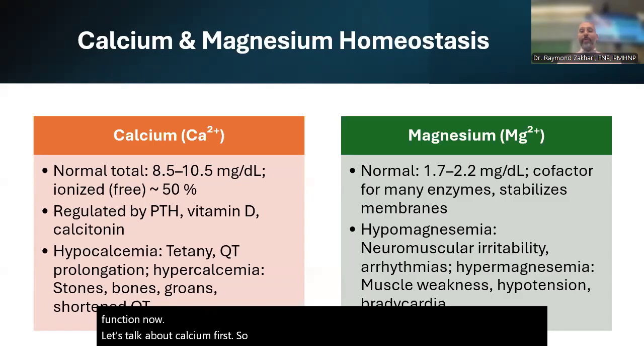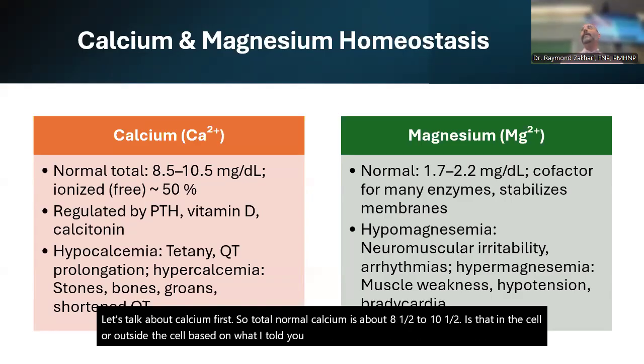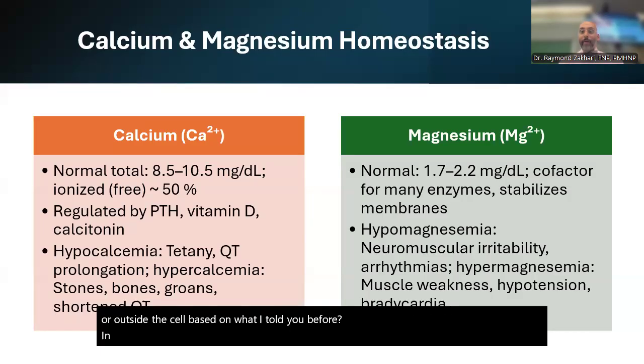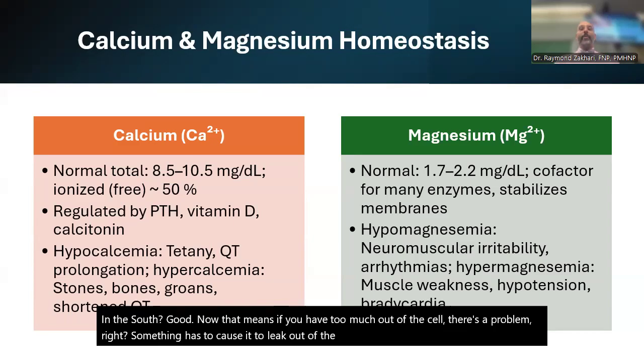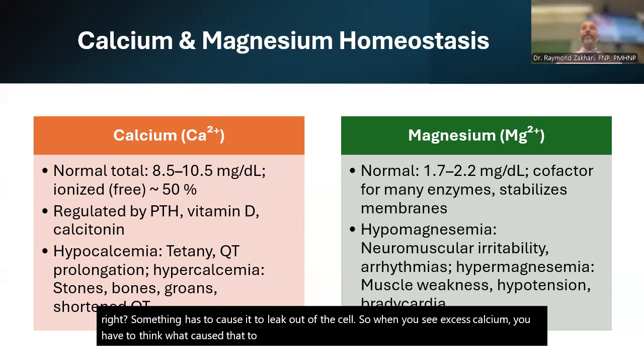So total normal calcium is about 8.5 to 10.5. Is that in the cell or outside the cell, based on what I told you before? In the cell. Good. Now, that means if you have too much out of the cell, there's a problem, right? Something has to cause it to leak out of the cell. So when you see excess calcium, you have to think, what caused that to happen? What sort of lytic activity caused it to flux across the membrane?